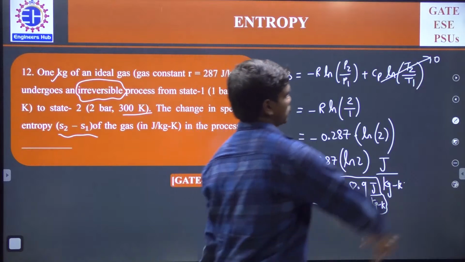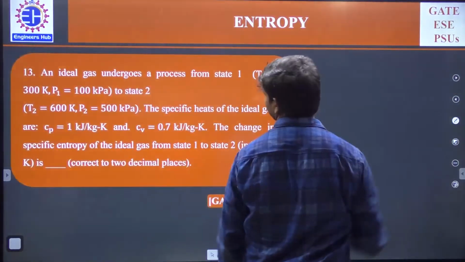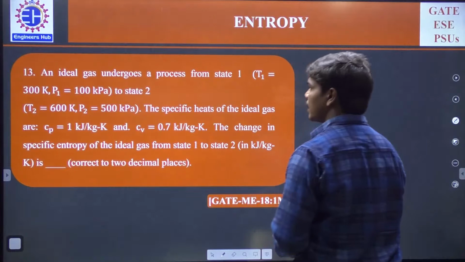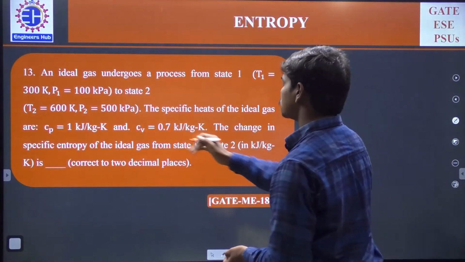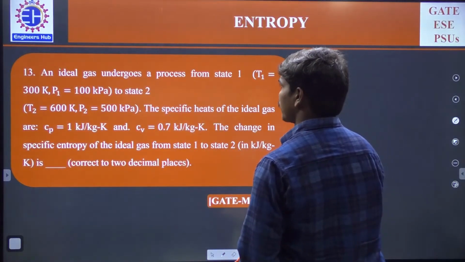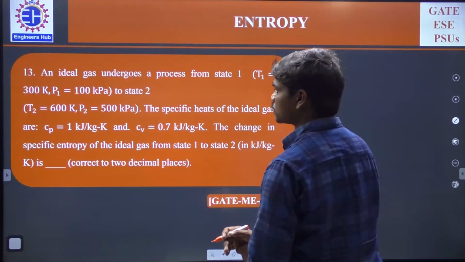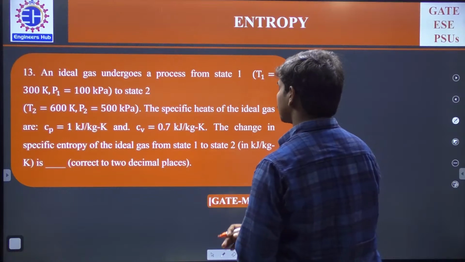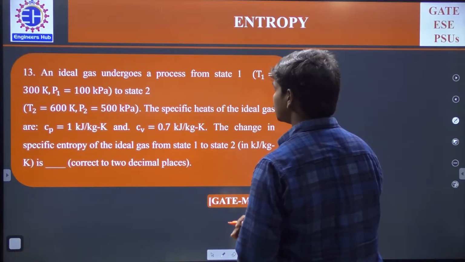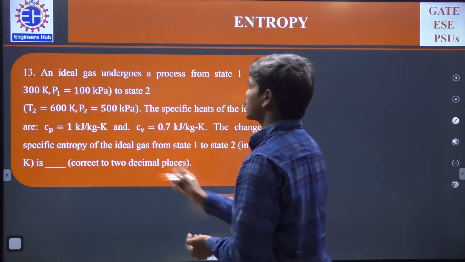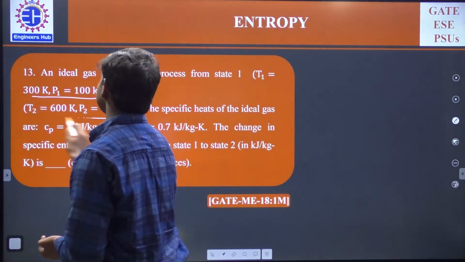Okay, so next, it's a very simple question you can do. So see here, again, I hope something similar is given. State 1, state 2 are defined. An ideal gas undergoes a process from state 1 to state 2. The specific heats of the ideal gas are 1 kilojoule per kg Kelvin and 0.7 kilojoule per kg Kelvin. The change in specific entropy. So please do this. Conditions are given, temperature and pressure are mentioned.